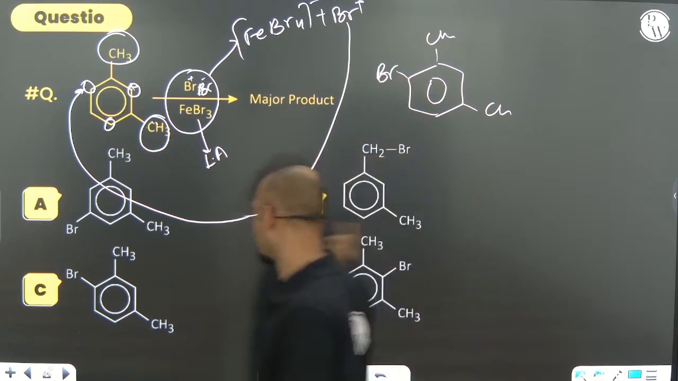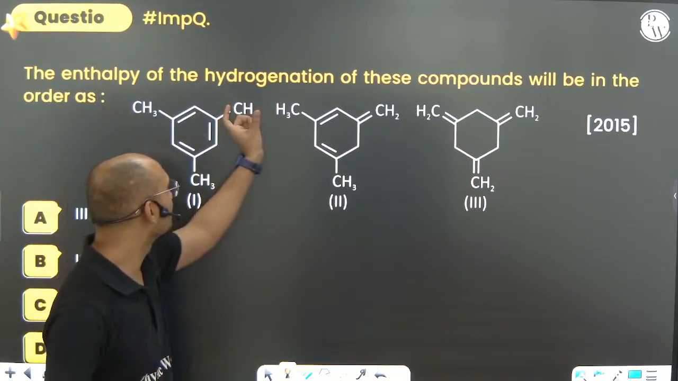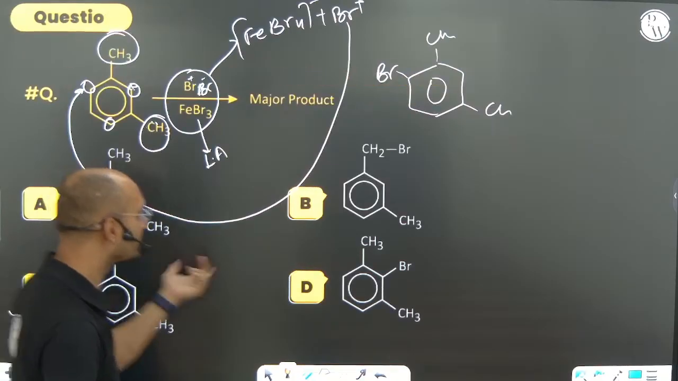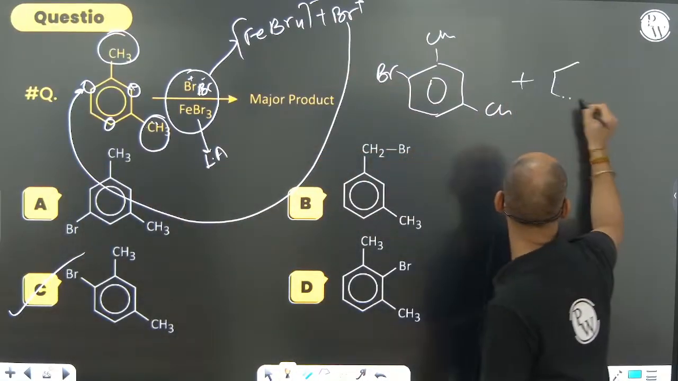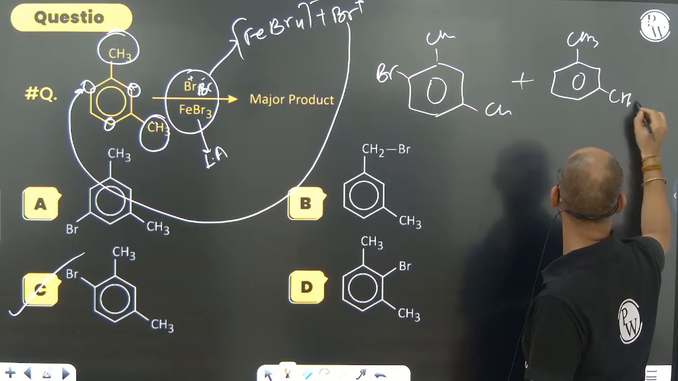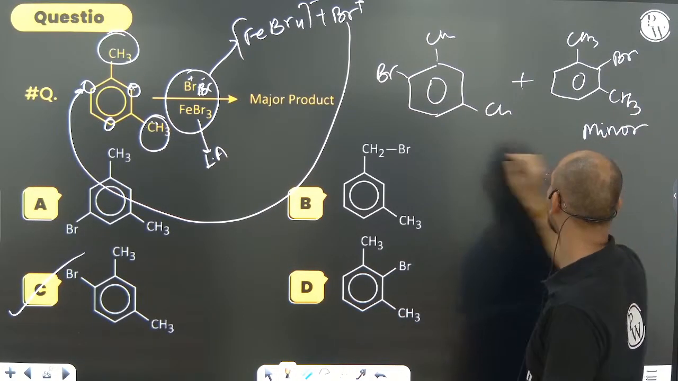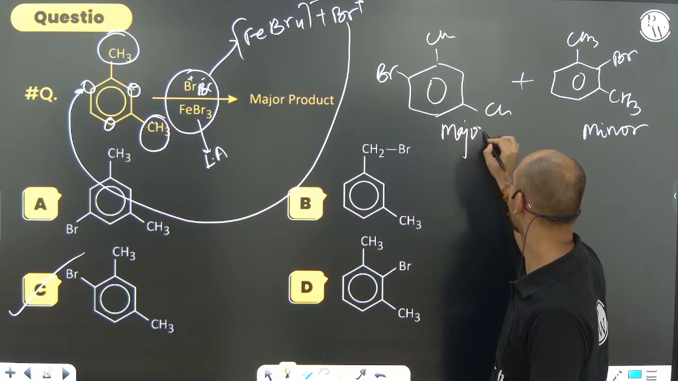Okay, is there any option given? Yes, option C. Next, the enthalpy of the hydro... देखो एक और बनेगा, ऐसा नहीं है कि बस यही बनेगा, साथ में आपका ये प्रोडक्ट बनेगा CH3 and here Br, but this will be minor while this will be major.